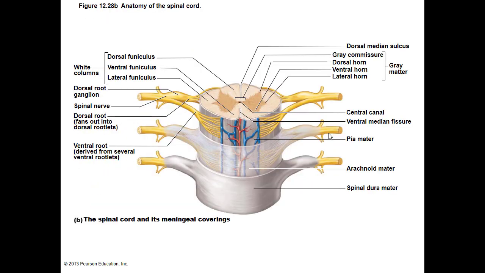The dorsal root is this part. It comes out on the back side. And same thing, dorsal root ganglion. There's a ventral root as well. It just means the one on the front side of the spinal cord.